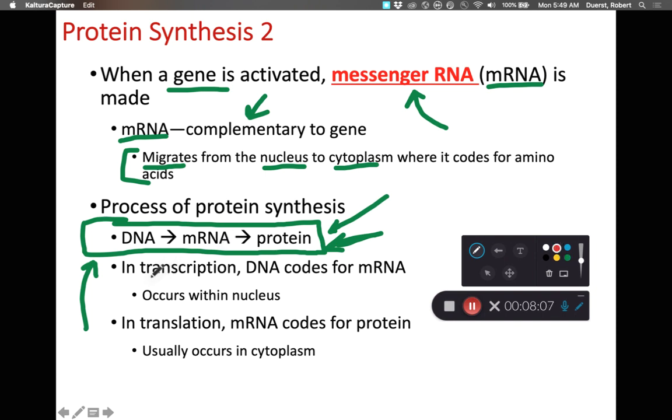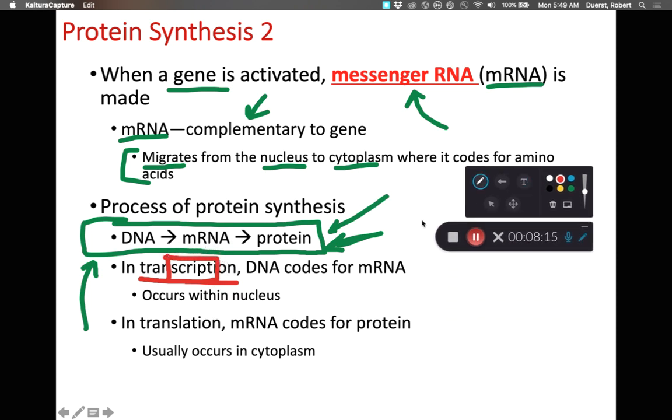The first category is transcription. The root word here is script or scribe. During transcription, we copy the information down. We don't change the language per se. We just make another copy. And we go from a nucleic acid to a nucleic acid, from DNA to messenger RNA. Transcription happens within the nucleus of the cell.